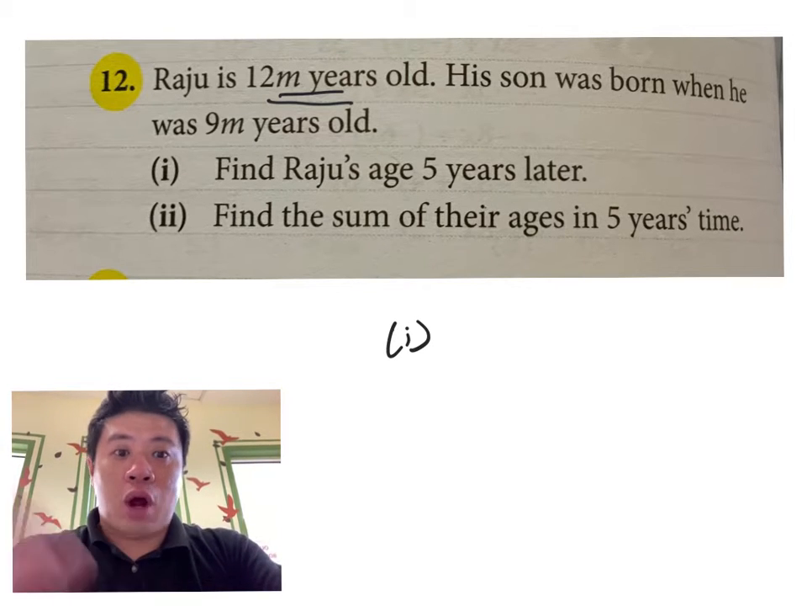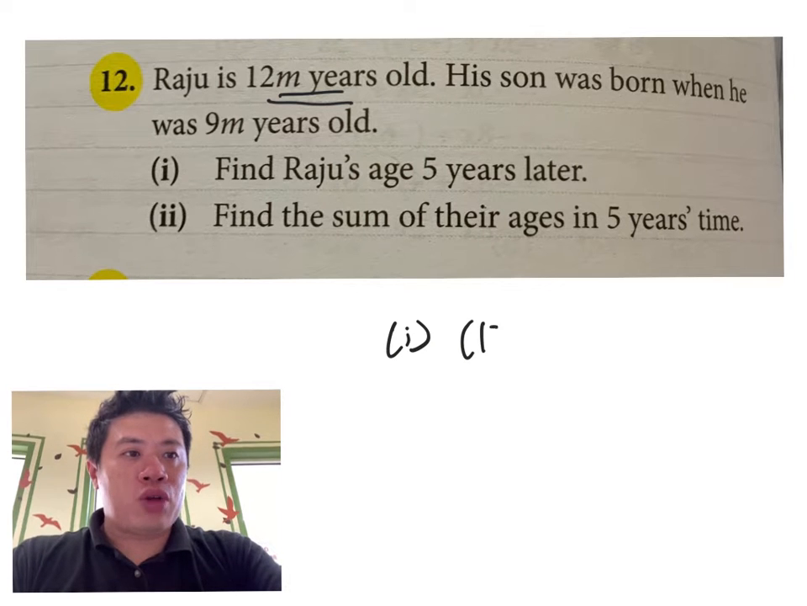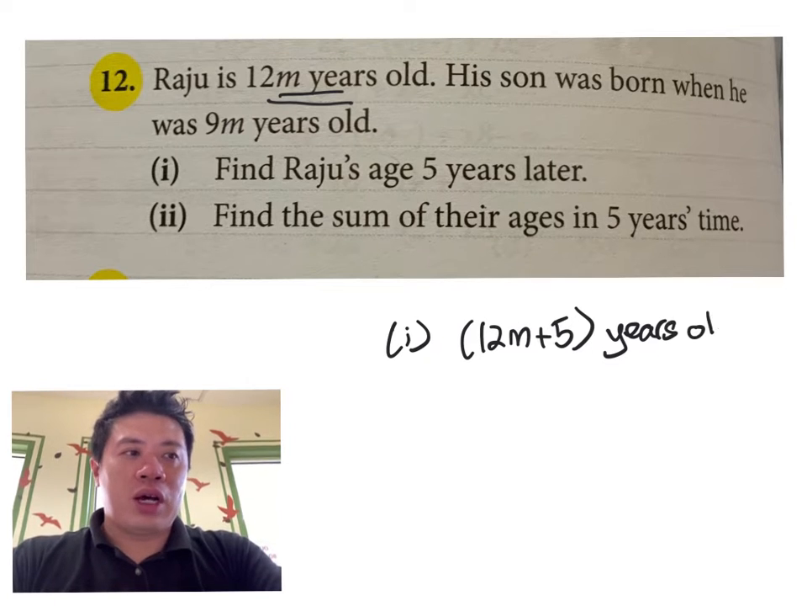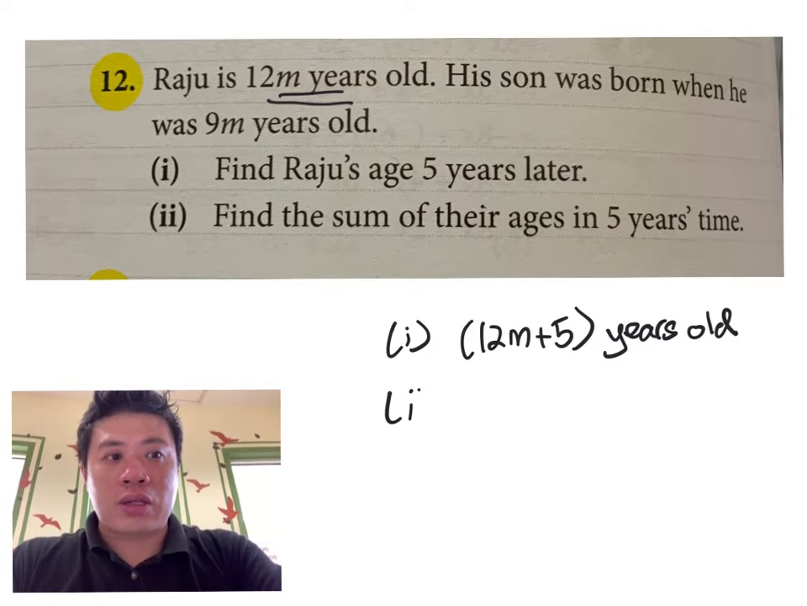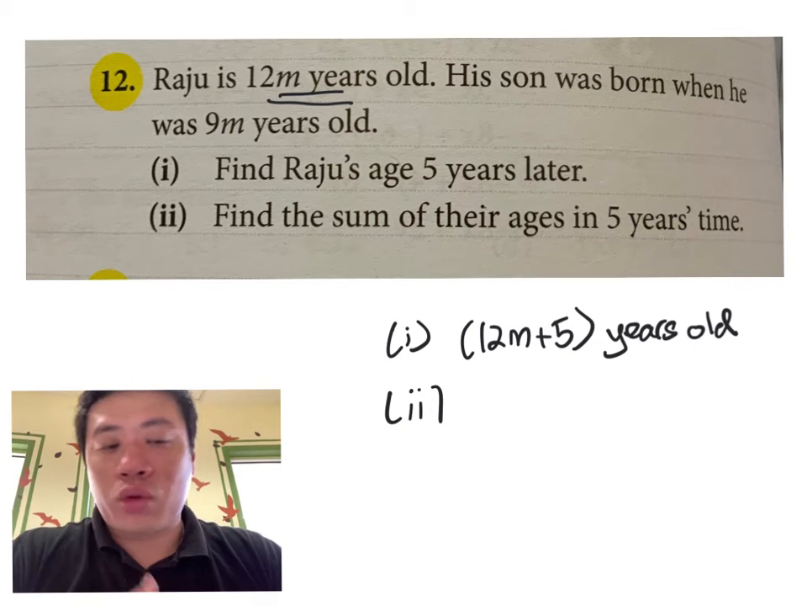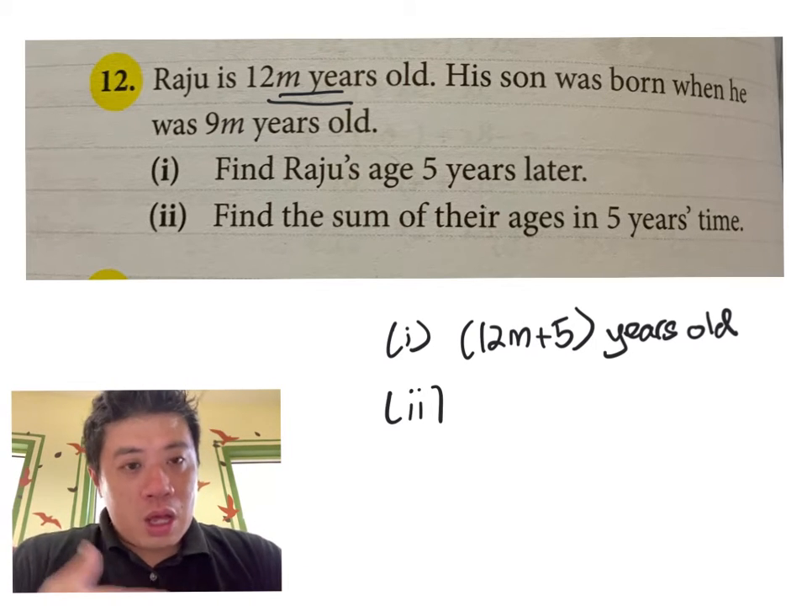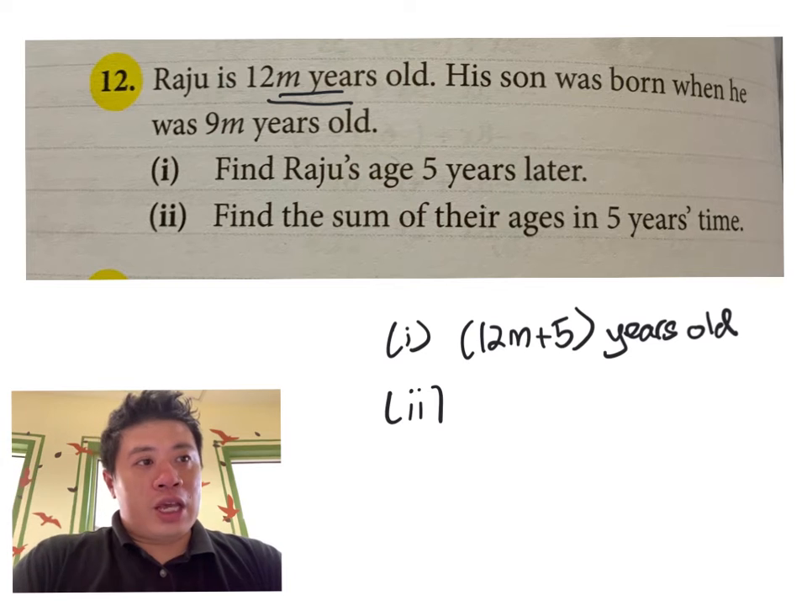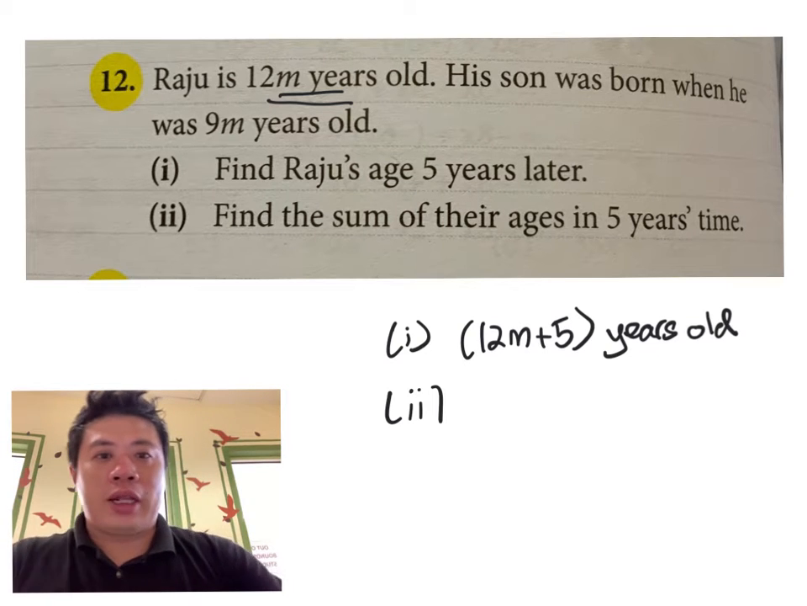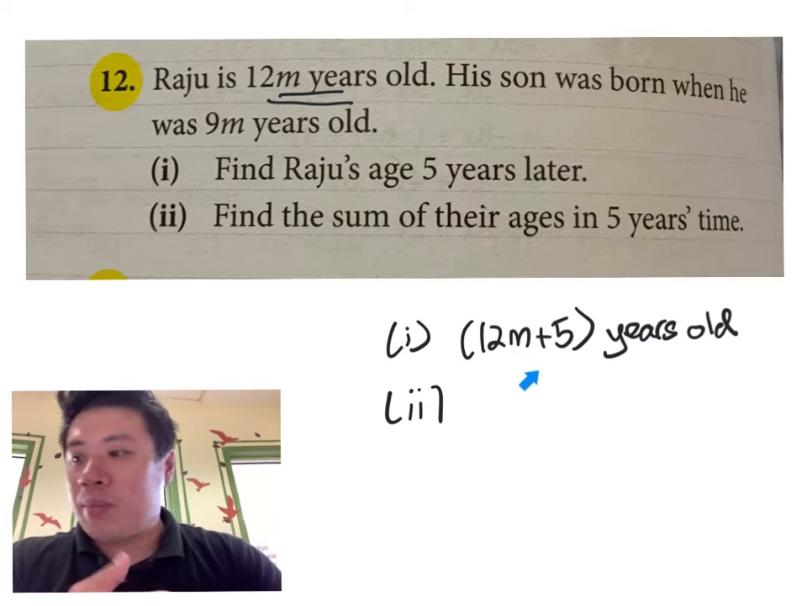So take note that when you are writing your answers, do write 12M plus 5 and include your unit as well. Okay, try not to just write an algebraic expression without any context. Okay, for mathematics, do try to include your units. So find the sum of their ages in 5 years time. So you know that the dad is 12M plus 5.